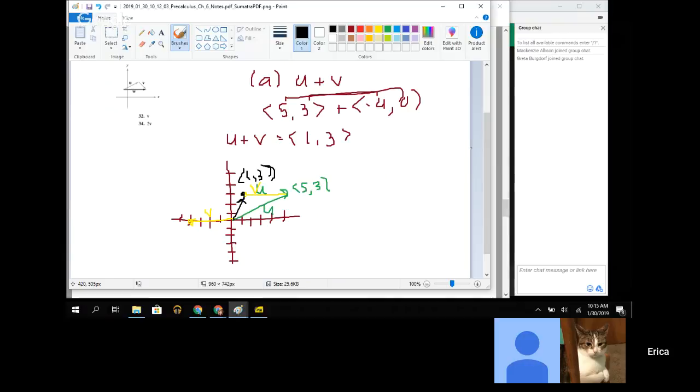So it feels like you're just plotting points, but the difference is you have this direction that goes with it. If I just asked you to plot the point 5, 3, you would just plop a point down at 5, 3, right? But because it's a vector, it's going to start at 0, 0, go out to 5, 3, then go back 4 units, and you're going to end up here. So this black vector right here would be u plus v.